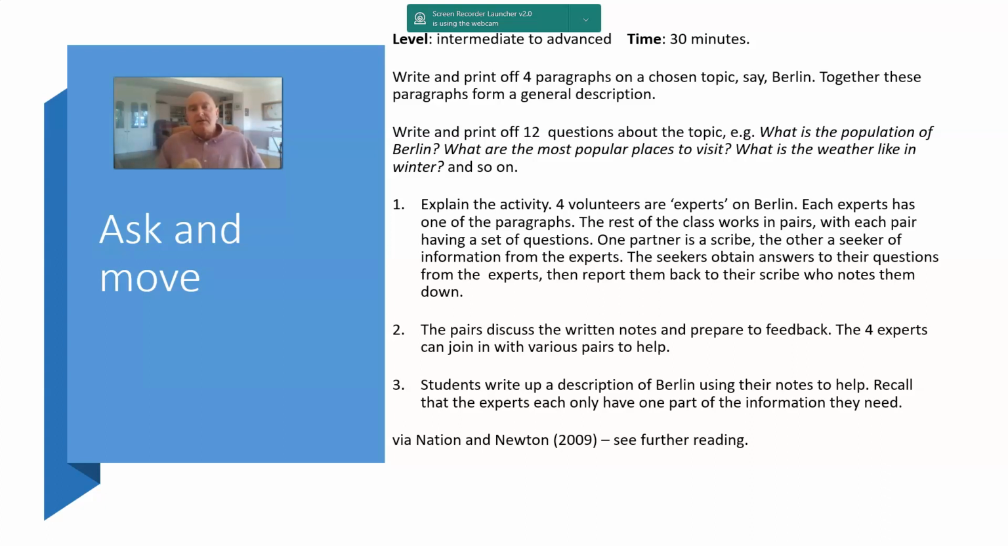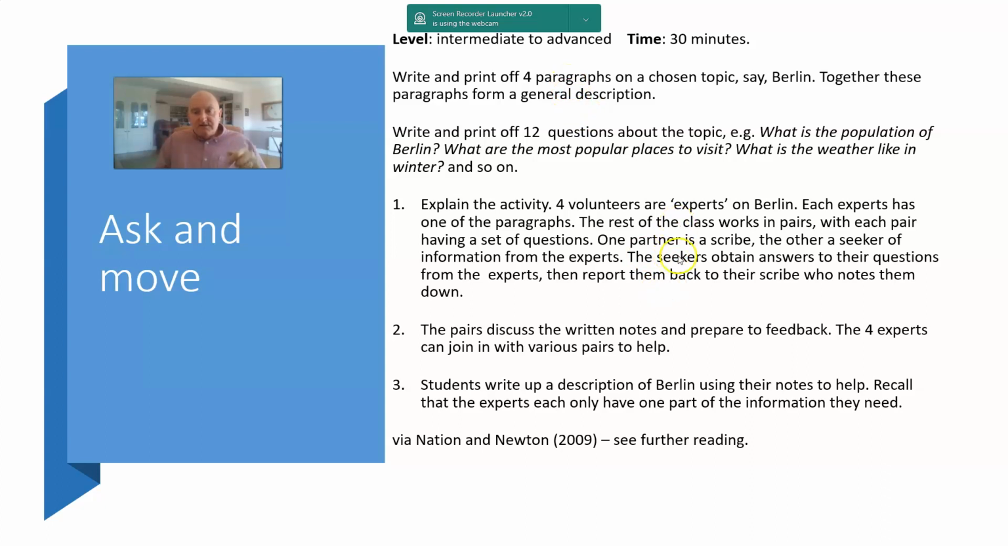You separately write and print off 12 questions about it. So what's the population of Berlin? What are the most popular places to visit? Etc., etc. Tell the class what's going on. 4 volunteers are going to be the experts on Berlin. They're going to place themselves somewhere around the room, and they're each going to have one of those first 4 paragraphs that you gave them.